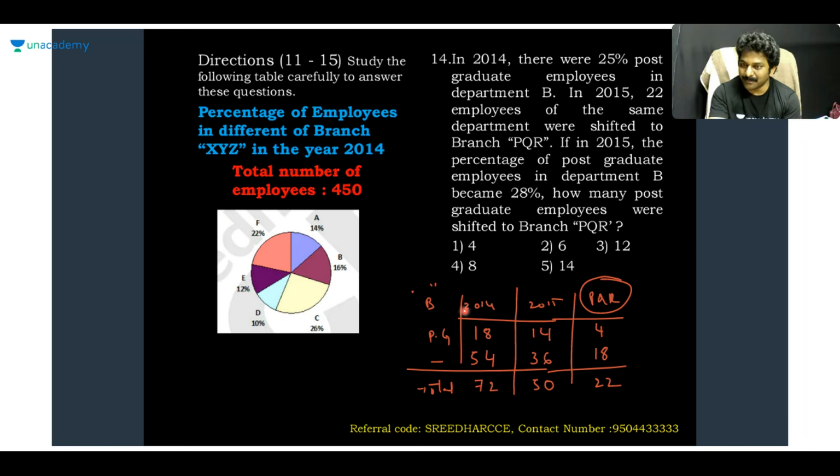Total number of employees in 2014, out of 72, 22 were there in PQR and remaining will be there in 2015, same department. If you need any clarification, add these two, you'll get 18. Add these two, 54. Add these two, 72. So how many postgraduate employees were shifted to branch PQR? 4 members, final answer. First option. Rajshekhar got it?